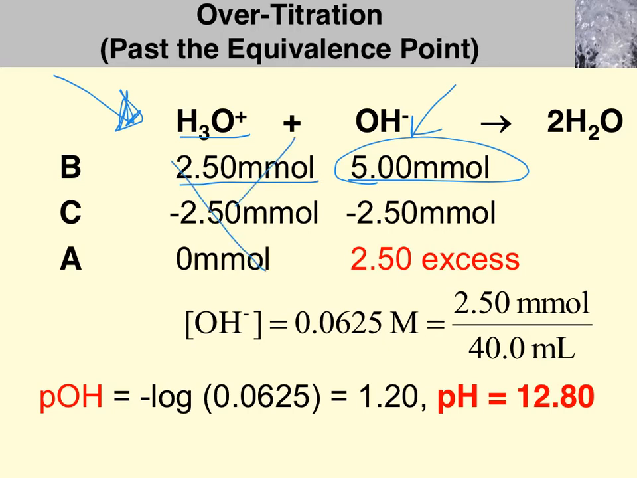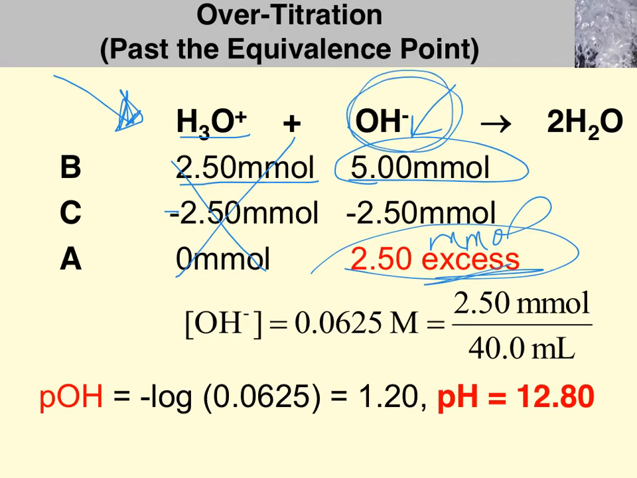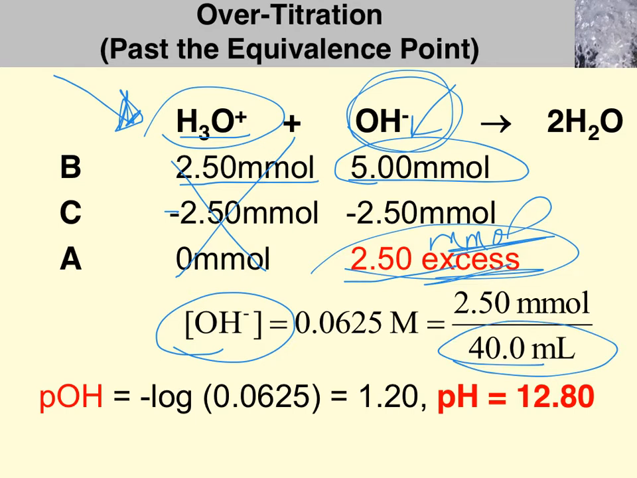So hydronium ion is completely gone. We added enough hydroxide to react, and we have 2.5 millimoles of the hydroxide in excess. So the hydroxide is going to be what determines the pH since our hydronium ion is gone. So how do we determine the concentration of hydroxide? Remember that in the mole table you have millimoles, not concentration. We have to divide by the total volume. How did we get 40 milliliters?